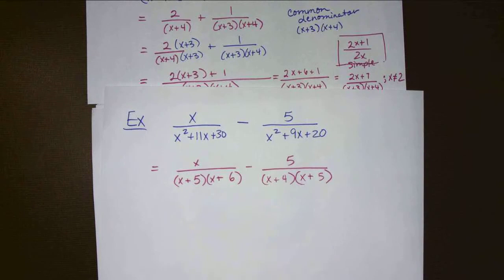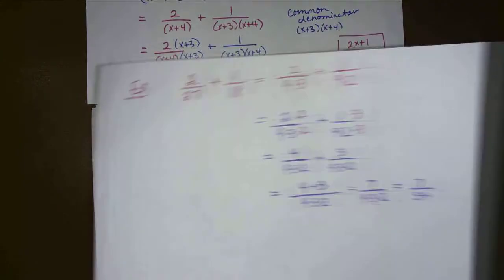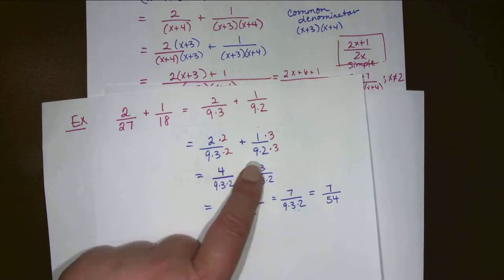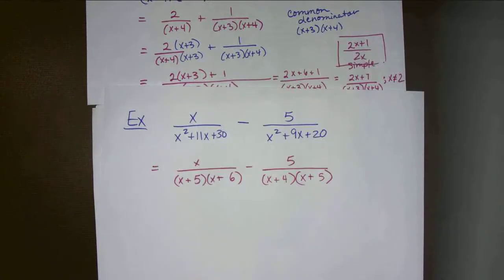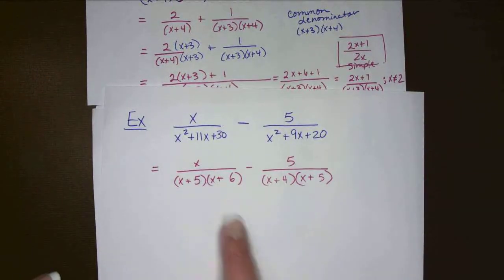Now, do they have the same denominator? No, we knew that before. The polynomials weren't the same. But do they have something in common? They both have an x plus 5. So just like that numerical question I did earlier that both had a 9, we don't want to multiply by that because it's already on the bottom of both. So we want to keep that 5.